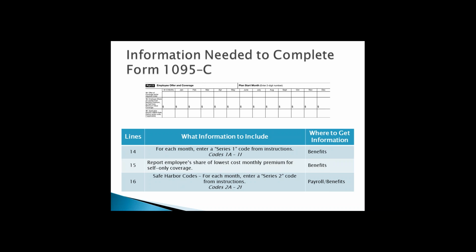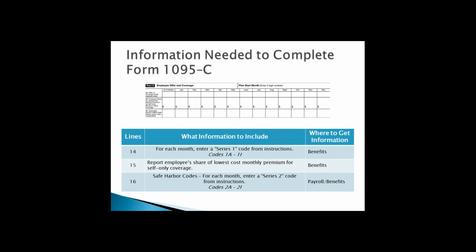Code 1H is no offer of coverage. So if no offer of health insurance coverage was made, you would put code 1H. And then lastly, code 1I is qualifying offer transition relief for 2015. So this could mean the employee received no offer of coverage, received an offer that is not a qualifying offer, or received a qualifying offer for less than 12 months.